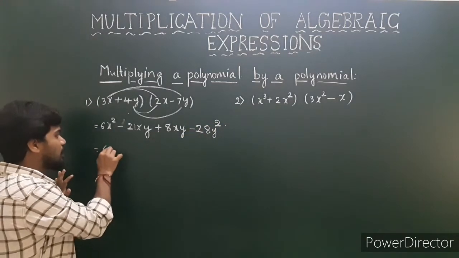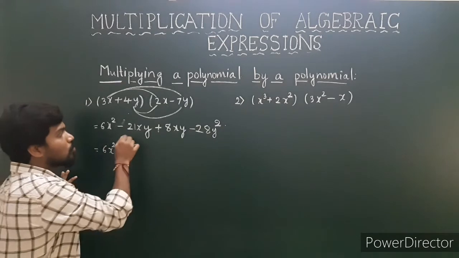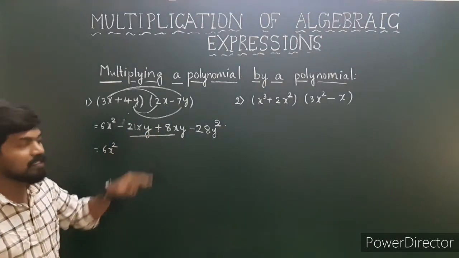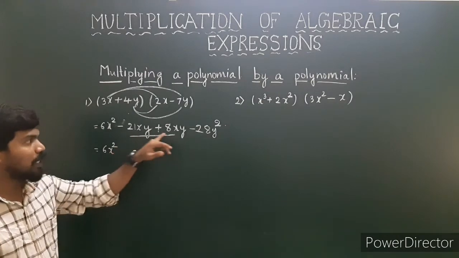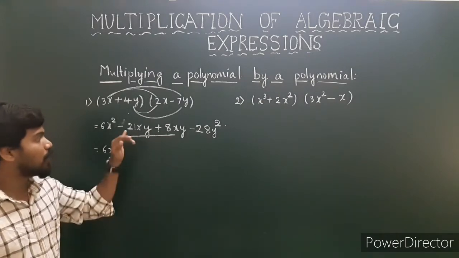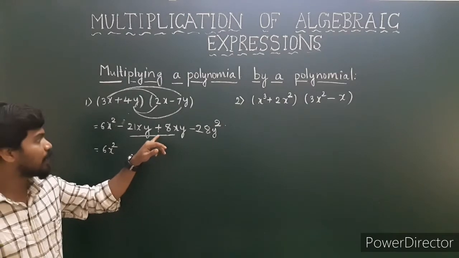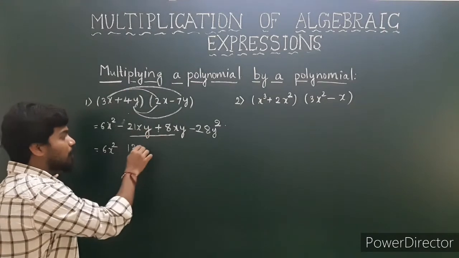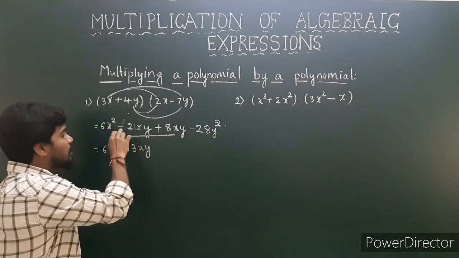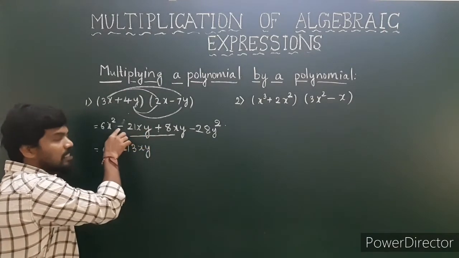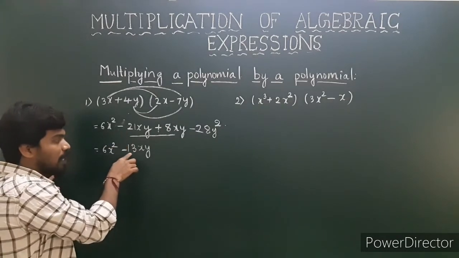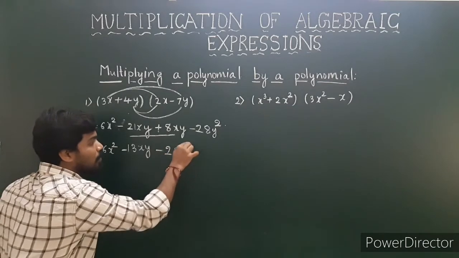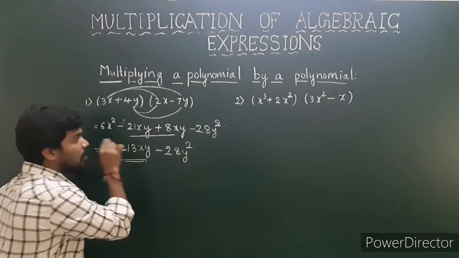Now 6x square. These two are like terms but different signs, so subtract. 21 minus 8 you get 13xy. The larger value sign is negative, so minus 13xy minus 28y square. So this is the answer.